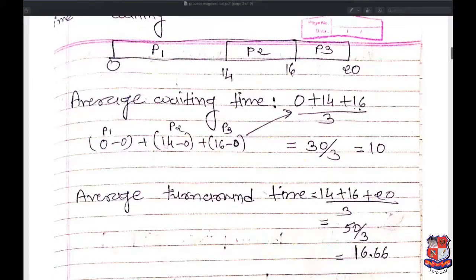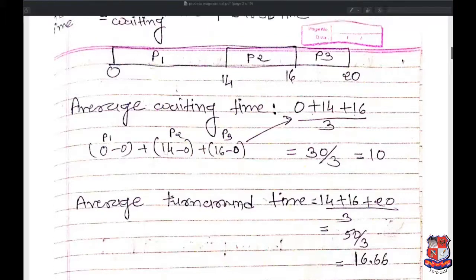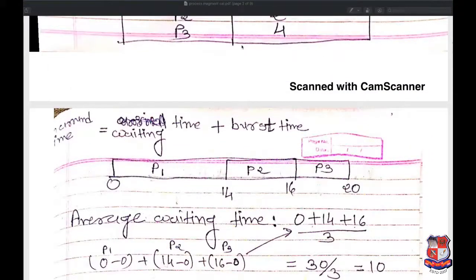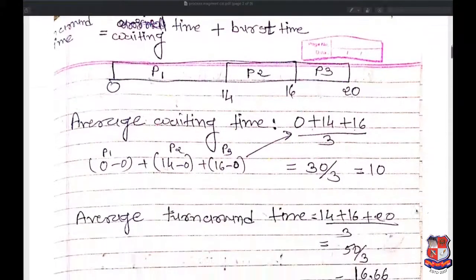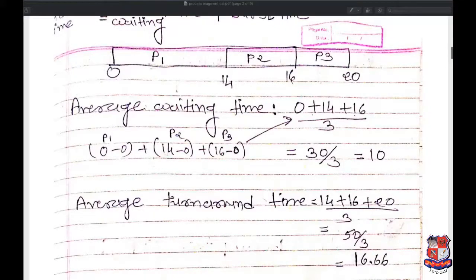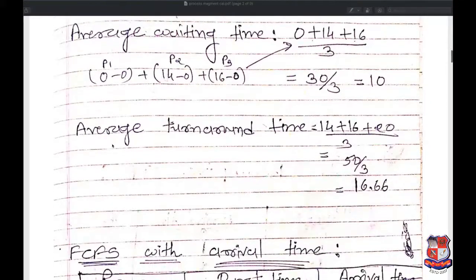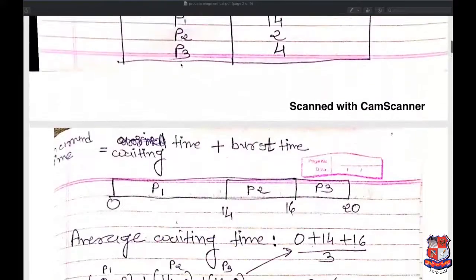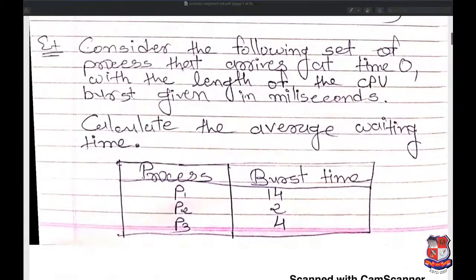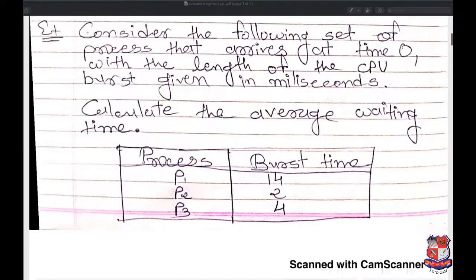So here the waiting time of P3 is equal to 16. 16 plus burst time of P3, so 16 plus 4 is equal to 20, then divided by 3, the number of processes. So at last we can find the average turnaround time, 16.66. So this method is FCFS without arrival time, because all the processes have the same arrival time, equal to 0.